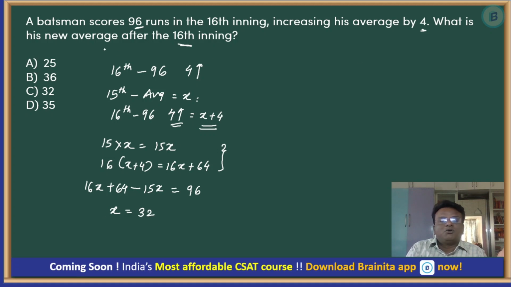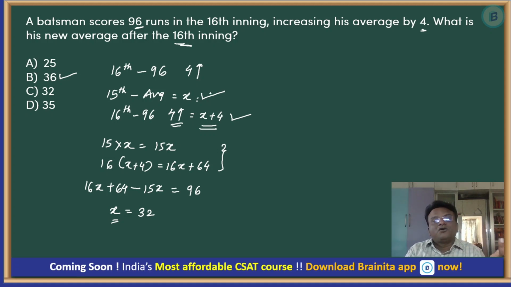And we have been asked what is his new average after the 16th innings. So this x is nothing but the average for the first 15 innings, and after the 16th innings his average was x plus 4. That means the answer is 32 plus 4, which is 36. Okay, 32 is also an option, so be careful, read the question again and write the appropriate answer. So the answer to this question is 36.